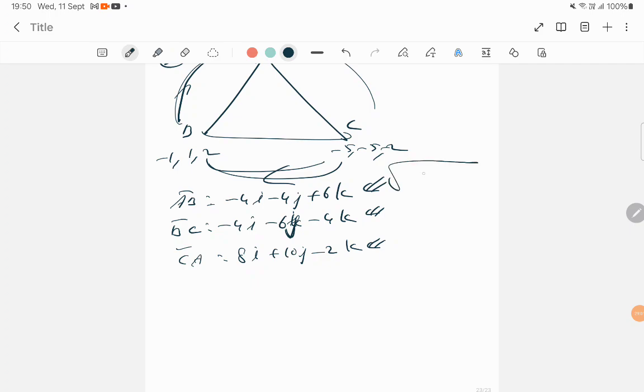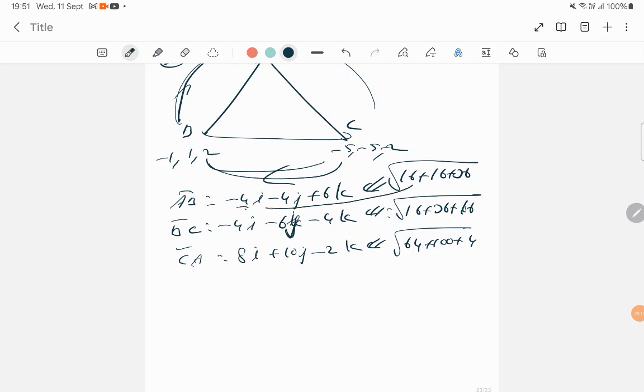Find the magnitude of this: 16 plus 16 plus 36. This will be 16 plus 36 plus 16. What is the magnitude of this? 64 plus 100 plus 4. Take these and divide them by their respective magnitudes, and hence you can individually get the sides' direction in terms of direction cosines. Find the direction cosines of the sides. You will get the individual direction cosines. So that completes this.